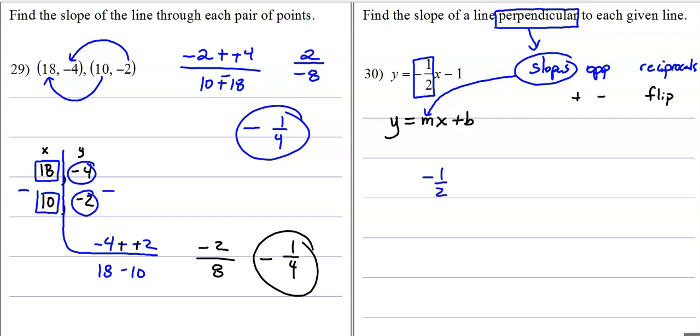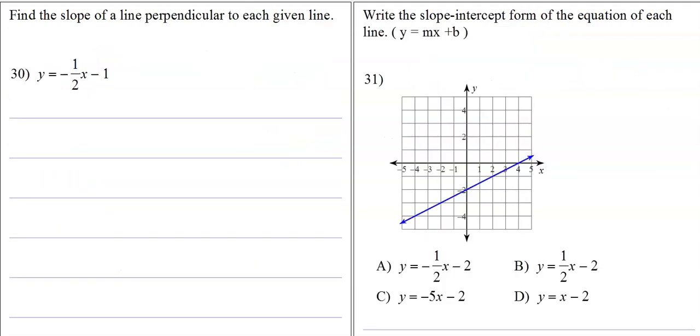Now, if I want to be perpendicular to this, I need to be opposite. I need to be positive. And then I need to be the flip of that, 2/1, which is just equal to +2.